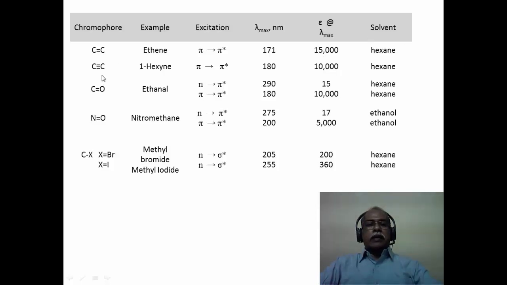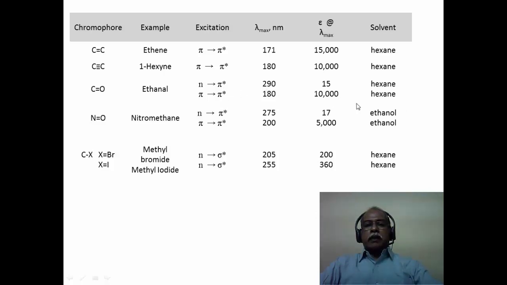Similarly, 1-hexyne, as an example, has a C triple bond C, which also is possible to have the pi to pi star transition corresponding to 180 nanometers of 10,000 intensity in terms of the epsilon value. The carbonyl of acetaldehyde, for example, has the pi to pi star transition as well as the n to pi star transition. The pi to pi star transition occurs at a higher energy, 180 nanometers, whereas the n to pi star transition occurs at a lower energy, around 290 nanometers or so.